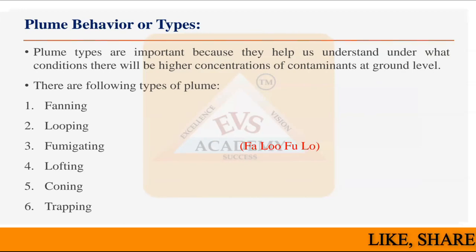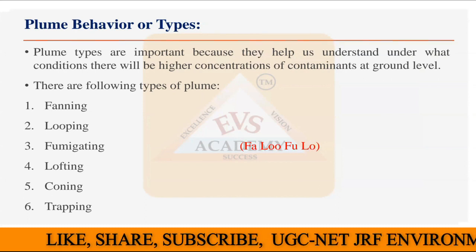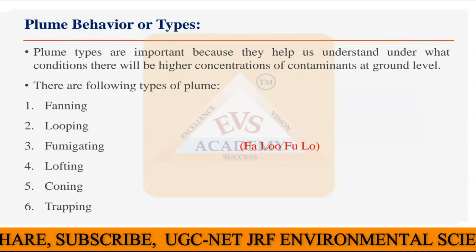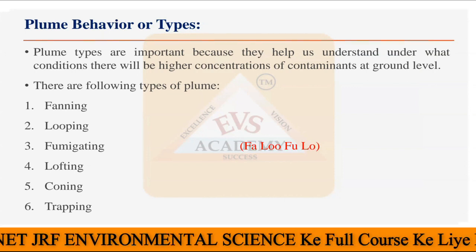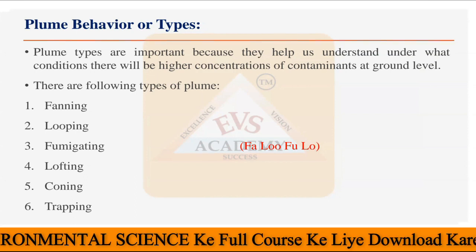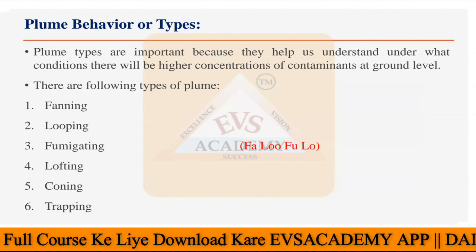Plume behavior we have to discuss today. So the following are the plume types that we have to discuss. These are the important plume types because they help to understand under what condition there will be higher concentration of the pollutants or contaminants at the ground level. So these are the following types of plume that you have to remember: fanning, looping, fumigating, lofting, coning, trapping.